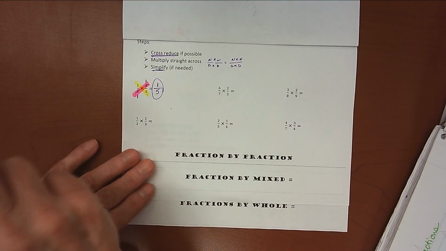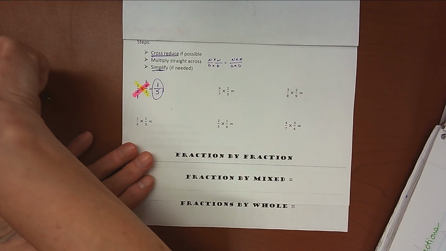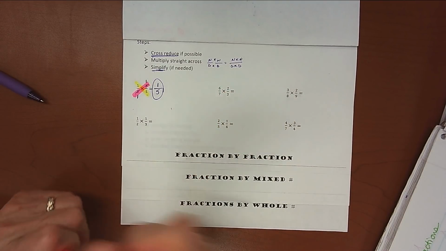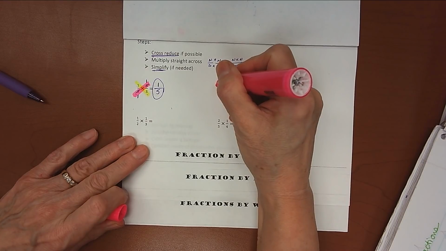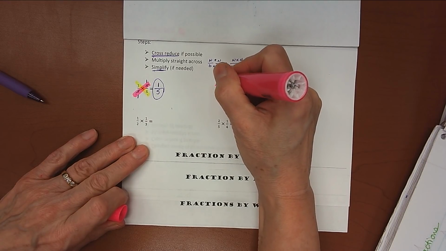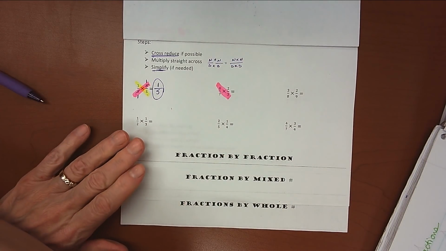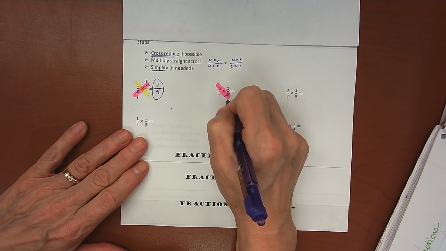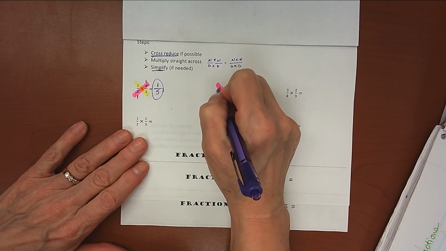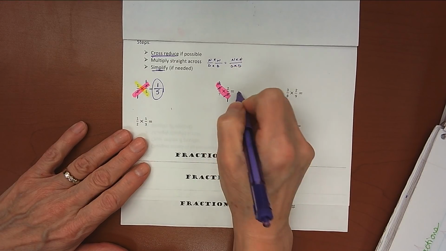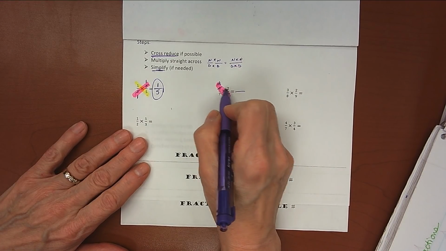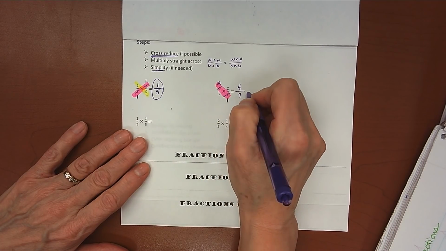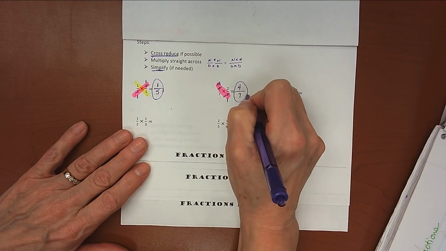All right, let's look at our next one. We want to look at our numbers. So 7 and 2 don't have any common factors, but 6 and 3 can both be reduced by 3. So we're going to do that before we do our multiplying. So 3 divided by 3 is 1, and 6 divided by 3 is 2. Then we multiply straight across. 2 times 2 is 4, and 7 times 1 is 7. And that is in lowest terms, and it's not an improper fraction.